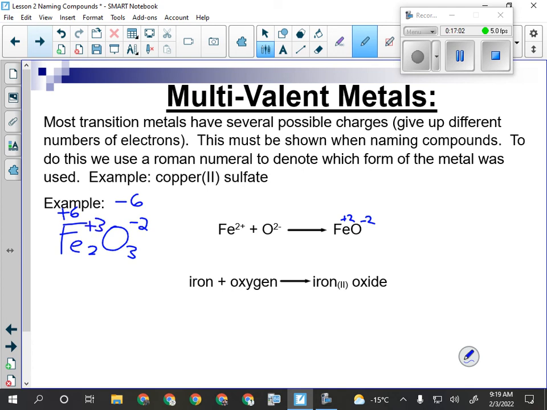has a +3 charge. So you have to do a little bit of math, but it's pretty easy math. You just divide numbers, multiply numbers, simple stuff. So this compound here would be iron 3 oxide, whereas this one is iron 2 oxide.